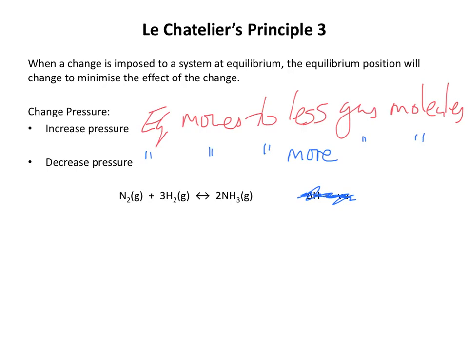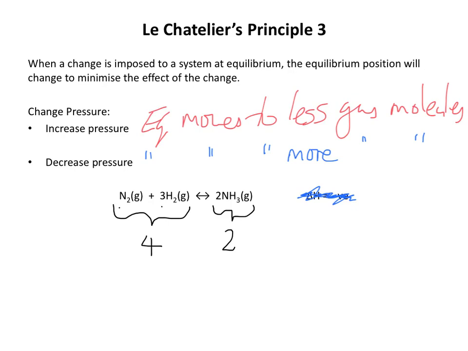So we're going to use the same example, the Haber process, and let's have a look at how many gas molecules are on each side. On this left-hand side, we have 1 nitrogen and 3 hydrogens. So overall, on the left, we have 4 gas molecules. On the right, we just have 2 ammonias.